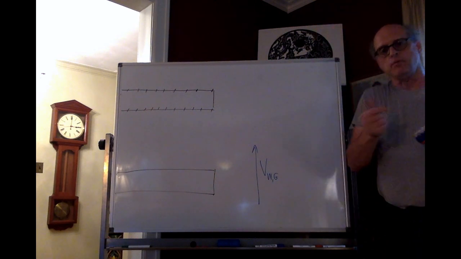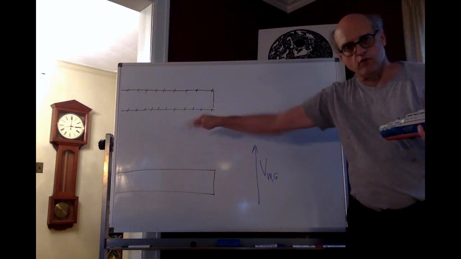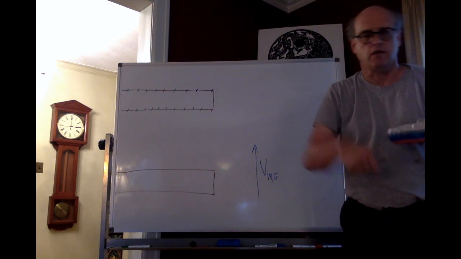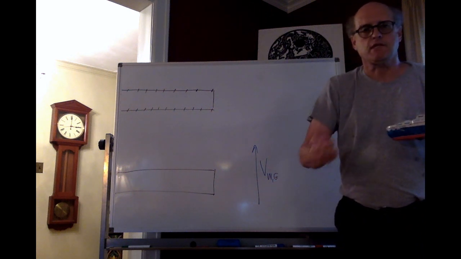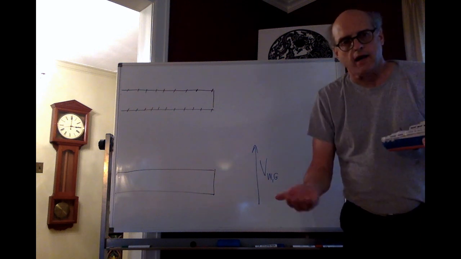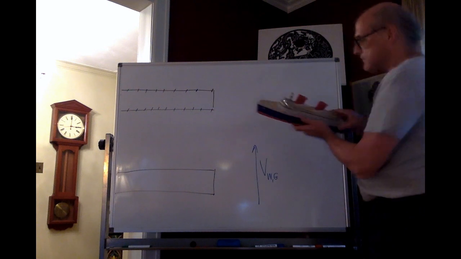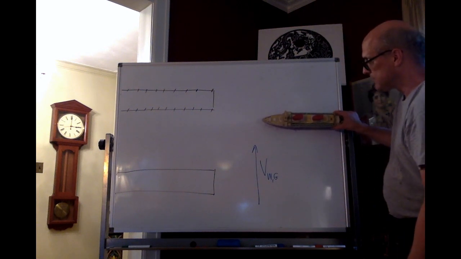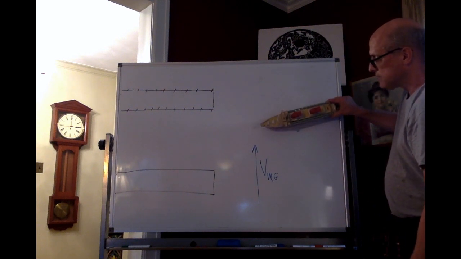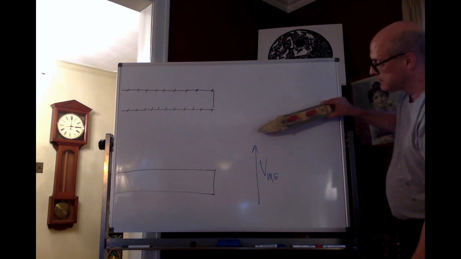Just like an airplane trying to get to a runway in a crosswind, if the pilot doesn't compensate for the wind, the pilot will miss the runway. So what does the captain of this boat have to do? Has to direct the boat something like this.